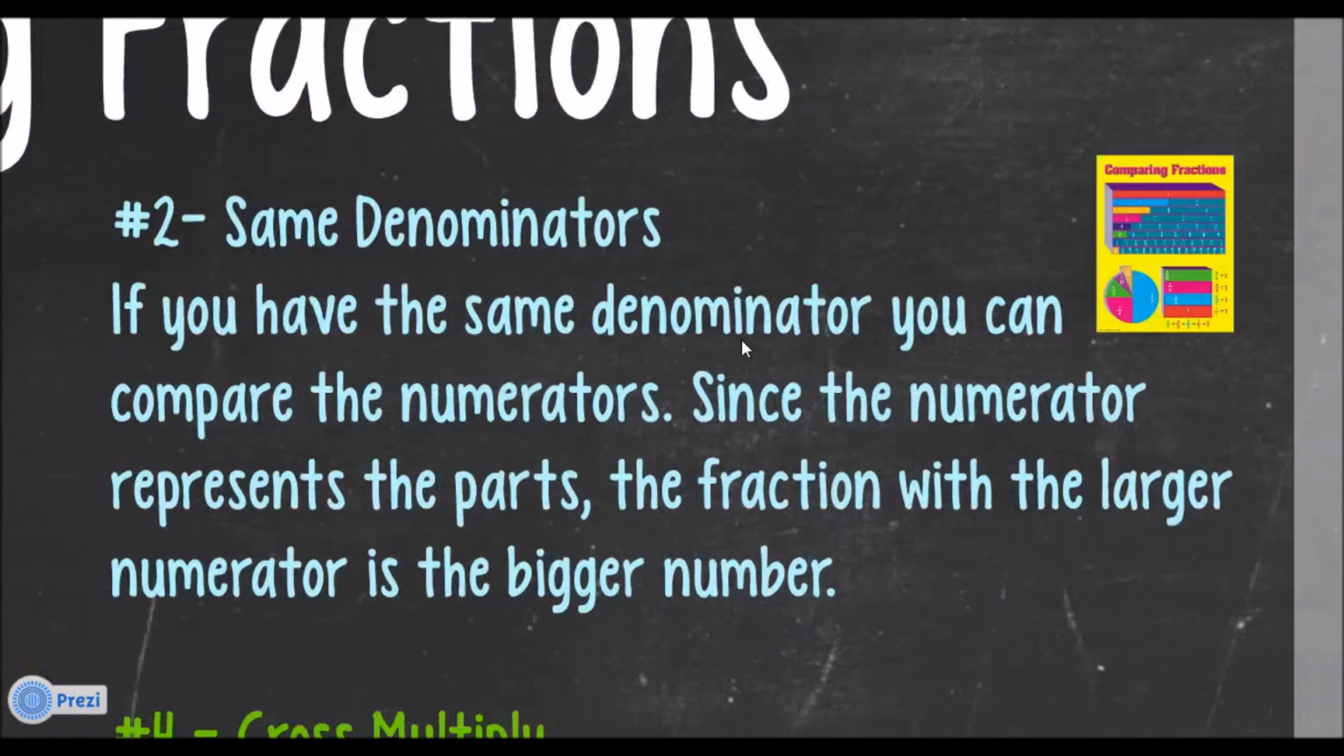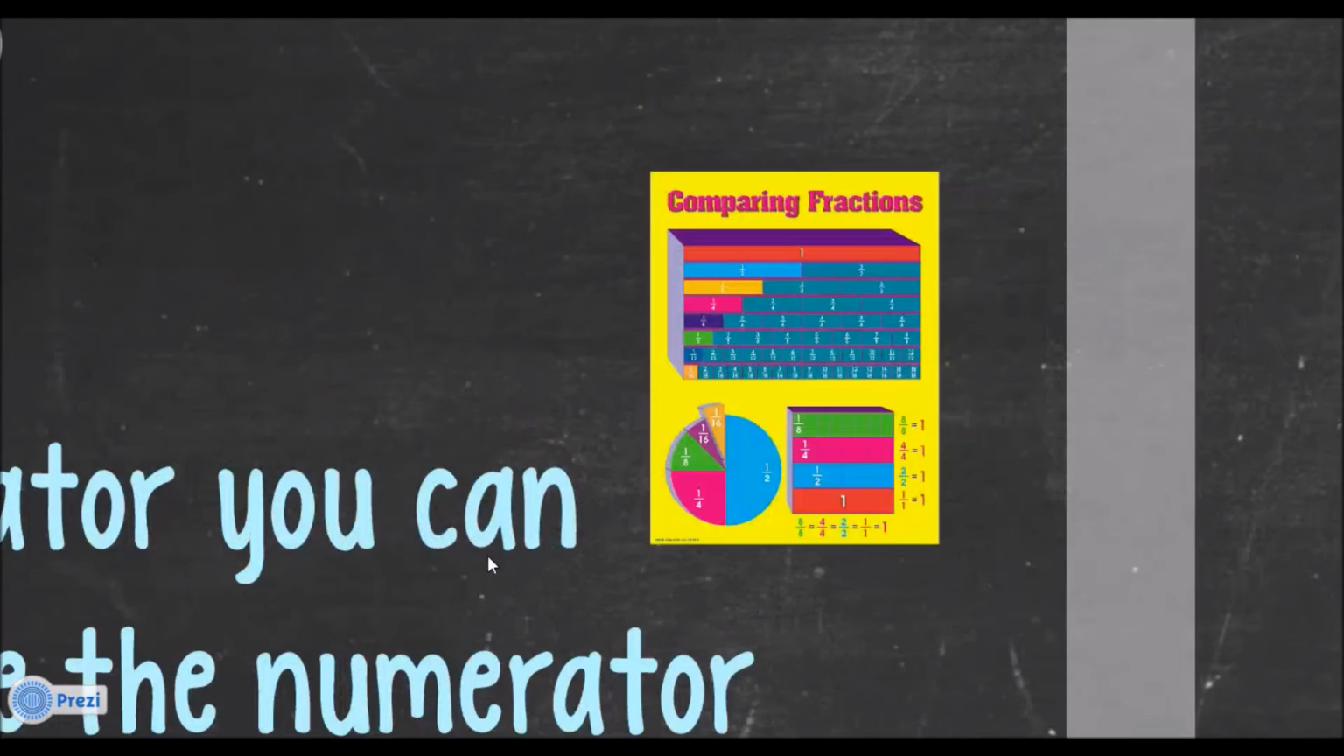Okay, let's move on. The second way is if you have the same denominator. If you have the same denominator, all you have to do is compare the numerators. And since the numerator represents the number of parts, the fraction with the larger numerator is the bigger number. So let's look at that example.